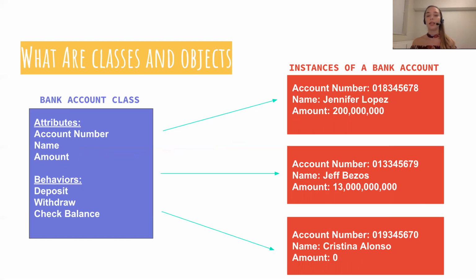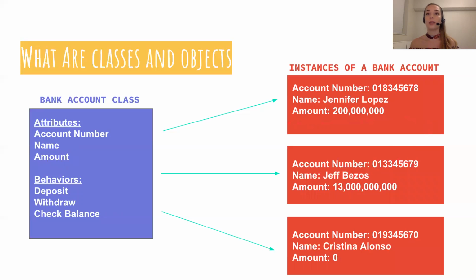Finally, one more example is a bank account. You can imagine that any bank account has an account number, a name, and an amount associated with it. And there are certain behaviors that you can do on a bank account or a bank account itself can do. For example, you can deposit money into your bank account, withdraw money out of it, and check the balance of your bank account.